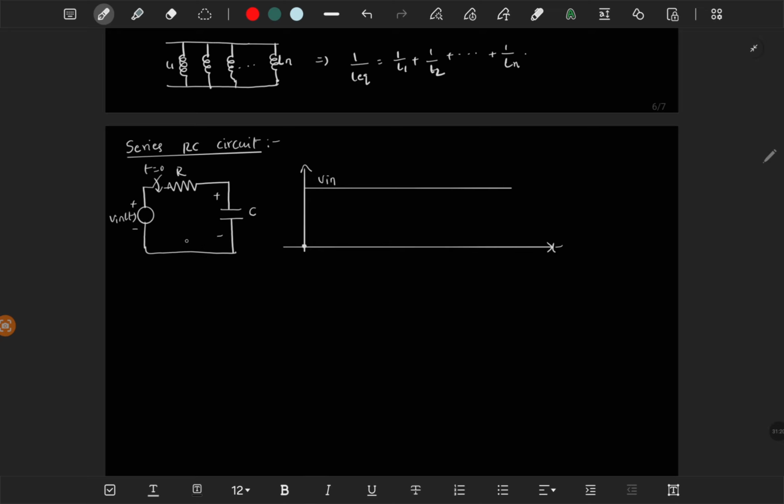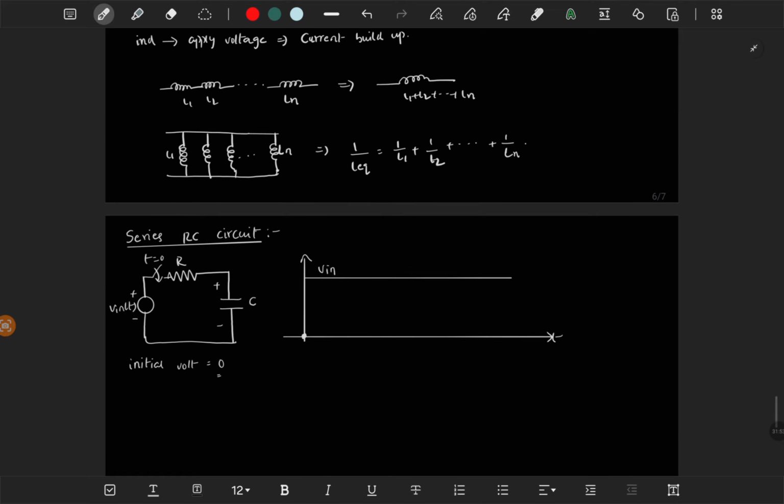Let's say the initial voltage is equal to 0 across the capacitor. We know that the capacitor does not allow sudden changes in voltages. So finally there will be some voltage buildup, and will it go instantaneously, or after how much time will it reach that steady state? We don't know. I think I forgot to tell one thing.